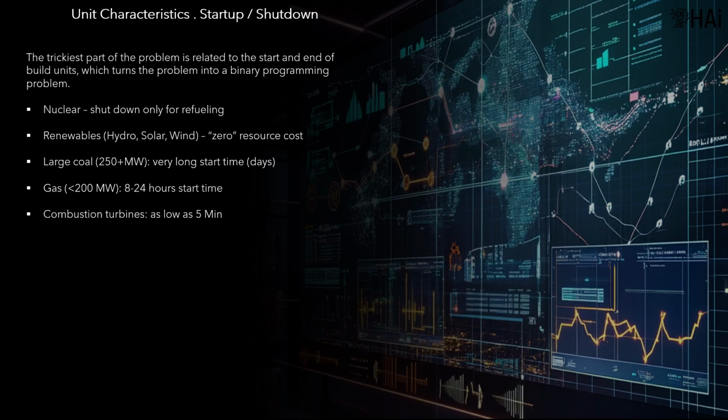Some related features are: nuclear, shut down only for refueling. Renewables, hydro, solar, wind, zero resource cost. Large coal, 250 plus MW, very long start time, days. Gas, less than 200 megawatts, 8 to 24-hour start time. Combustion turbines, as low as 5 minutes.